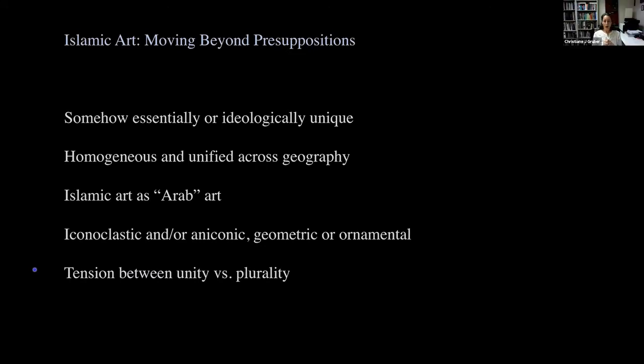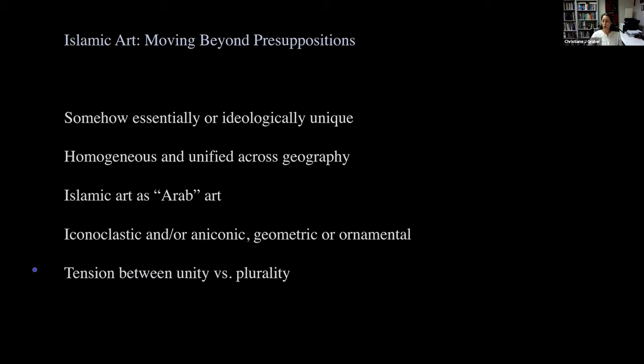Excellent. So there are all these presuppositions that somehow Islamic art is essentially or ideologically unique, that it is opposed to other traditions like Hinduism, Buddhism, Christianity, Judaism, but that's not the case. Islam is imbricated in other world cultures and faiths, although it does have its own unique contributions, of course. Another presupposition is that somehow it's unified or homogeneous across geography, but the Alhambra looks nothing like the Taj Mahal, although there are some shared characteristics. The other presupposition we want to cast aside now more than ever is that Islamic art is tantamount or synonymous with Arab art.